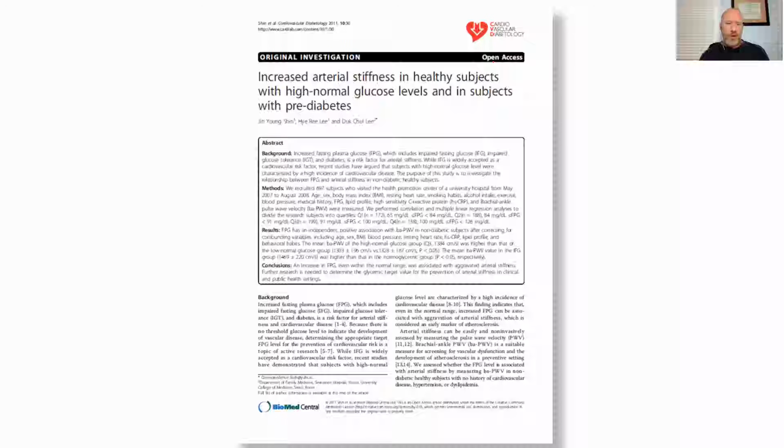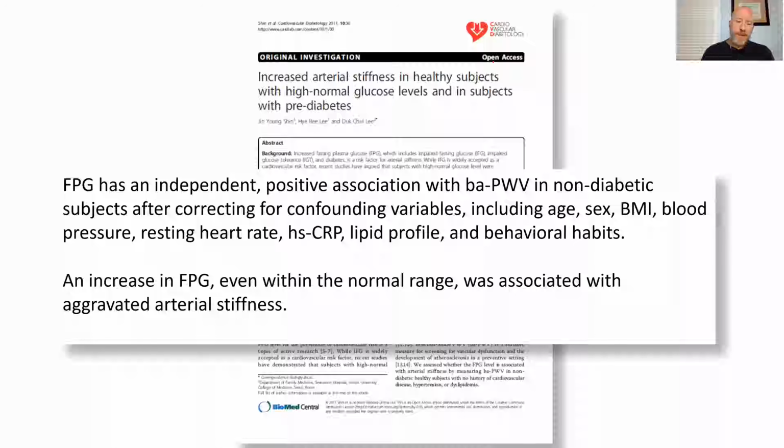So in this paper here, increased arterial stiffness in healthy subjects with high normal glucose, and I'll show you what that was, in subjects with pre-diabetes. They said that fasting plasma glucose is an independent positive association to this thing called the brachial ankle pulse wave velocity, which is basically blood flow. The more stiffness there is in an artery, the less blood flow there would be, the higher the brachial ankle pulse wave velocity. And so they showed that an increase in fasting plasma glucose, even within the normal range, was associated with aggravated arterial stiffness.